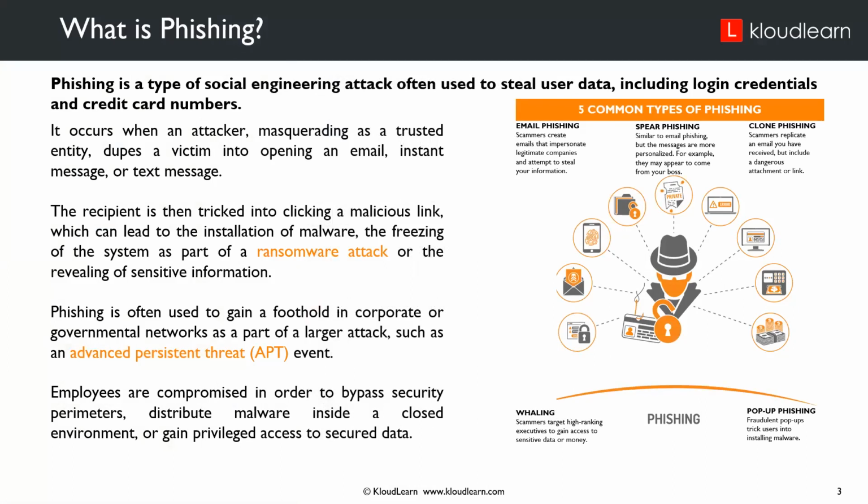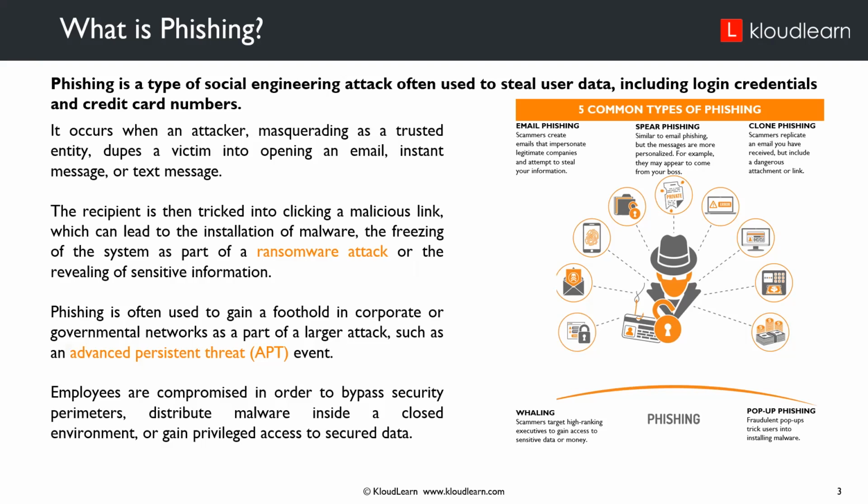What is phishing? Well, phishing is a type of social engineering attack often used to steal user data, including login credentials and credit card numbers. It occurs when an attacker, masquerading as a trusted entity, dupes a victim into opening an email, instant message, or text message. The recipient is then tricked into clicking a malicious link, which can lead to the installation of malware, the freezing of the system as part of a ransomware attack, or the revealing of sensitive information.